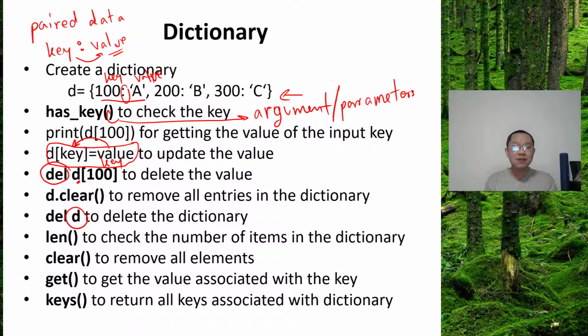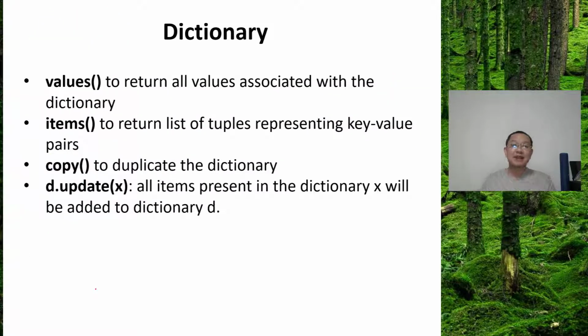You can get the value associated with the key. You can get the keys, all the keys associated within that dictionary. Similarly, you can get all values associated with a specified dictionary. You can get all pairs of keys and values inside a dictionary using the items function. You can duplicate a dictionary using the copy function.